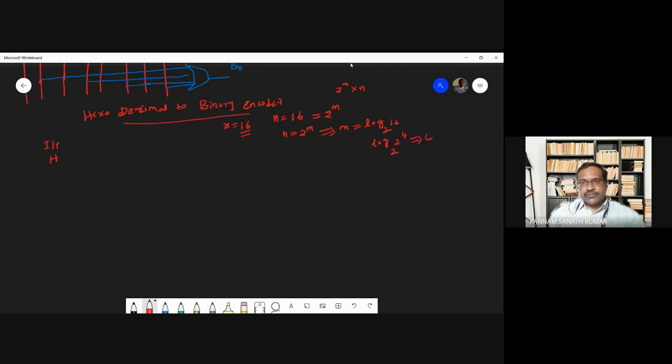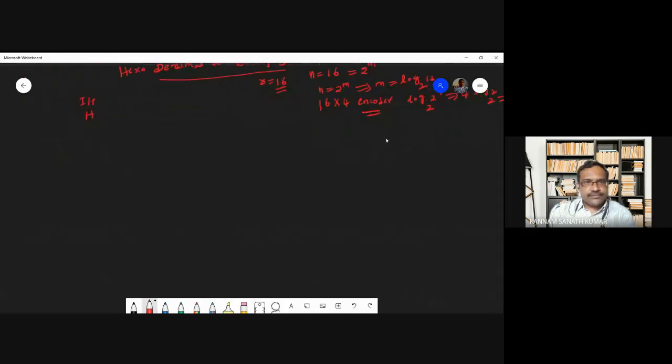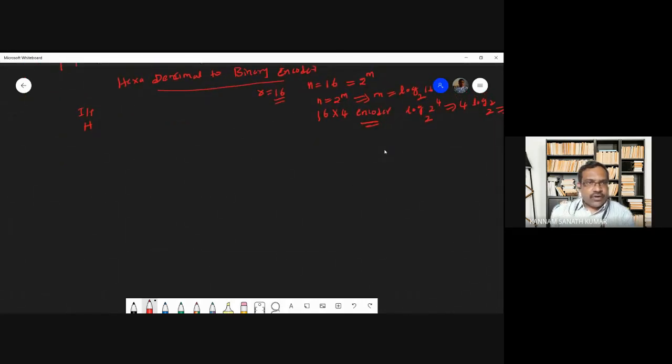So that means you are getting log 4 to the base 2, so that means how many outputs you have: 4 outputs, okay. So for this you need to use a 16 cross 4 encoder. You have 16 inputs and 4 outputs. Here I am drawing the inputs.